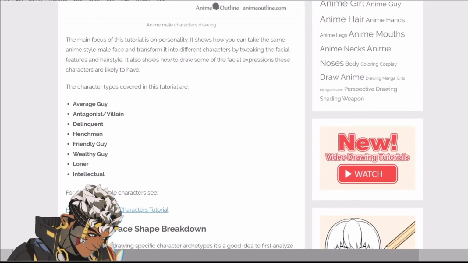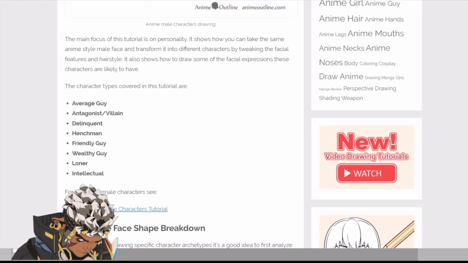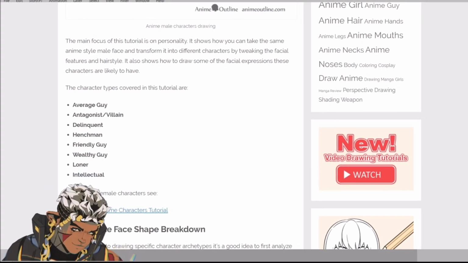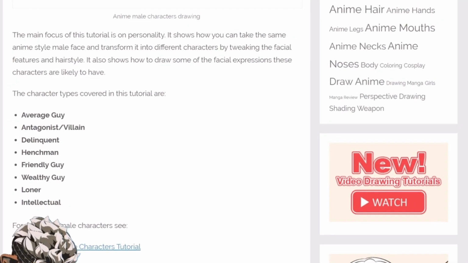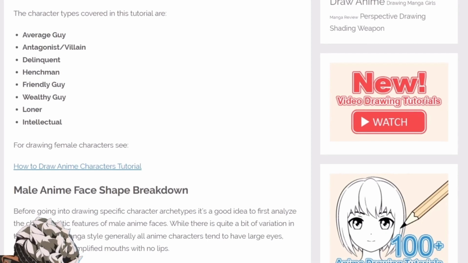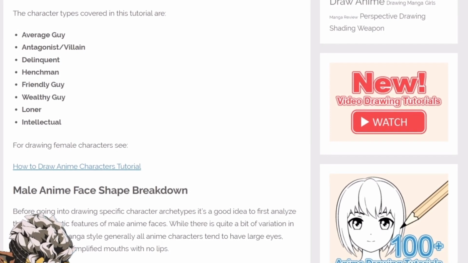Main focus of this tutorial on personality. Yes, of course. Just gotta take the same animating on the face, a different character, blah blah blah. Tweaking facial features. Okay. Character types covered: average guy, antagonist, delinquent henchman, friendly guy.